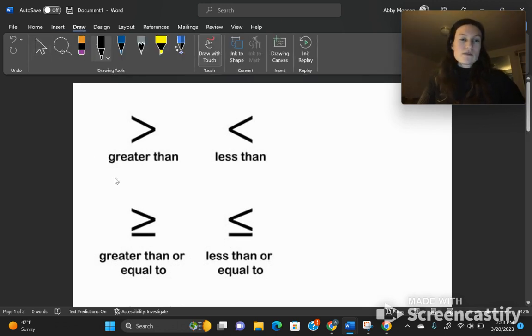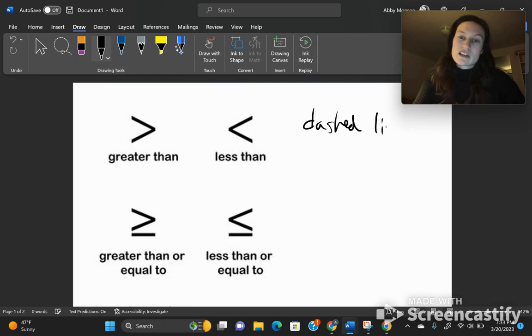So just a quick note, if you forget these symbols, you might wanna write them in your notes. This is the greater than, the less than symbol, greater than or equal to, or less than or equal to. And something that's really important when it comes to graphing these in the coordinate plane is to know if you're going to graph it with a dotted line or a solid line. So greater than or less than, remember we used the open circle? Well, we're going to use a dashed line. So you might want to write that next to your symbols, dashed line. That's like this, dash, dash, dash, dash. And I'll show you what that means.